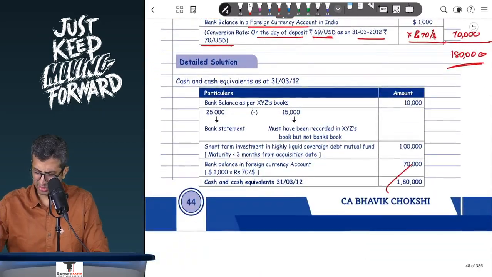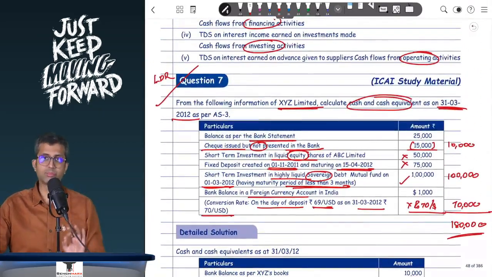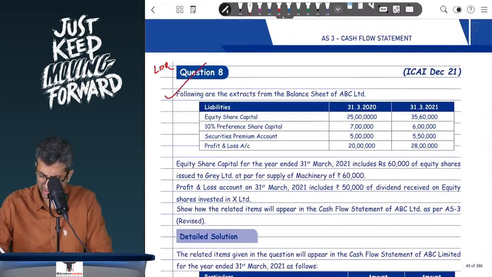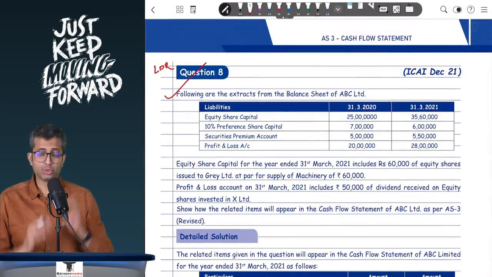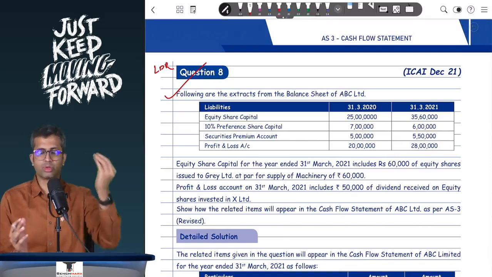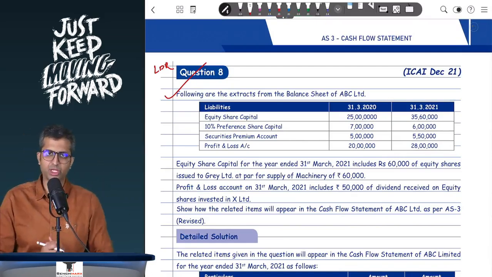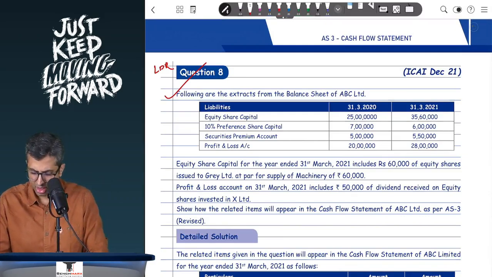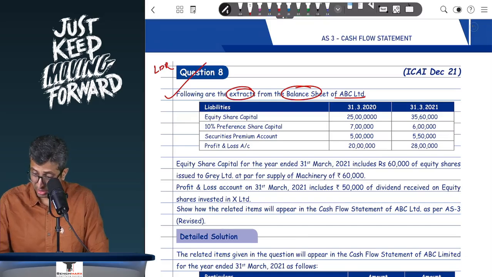A very unique adjustment pertaining to cash and cash equivalents primarily. And then you have the last question, number 8. So it was one question unique to cash equivalent, one small question which is unique to, let us say, investing over here. Following are the extracts from the balance sheet of ABC. Equity capital. You can see equity capital is increasing. By how much is it increasing? Maybe 10 lakh 60. Why is it increasing? We'll see. 10% preference share capital. You can see it is reducing by 1 lakh. Securities premium.